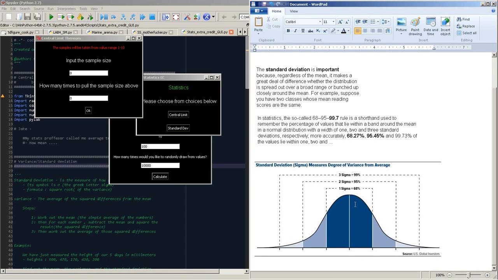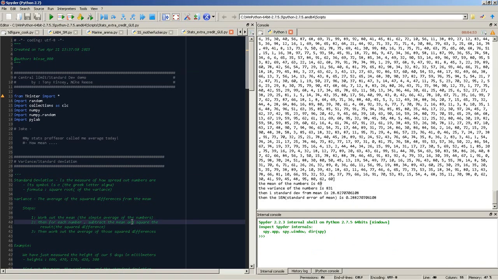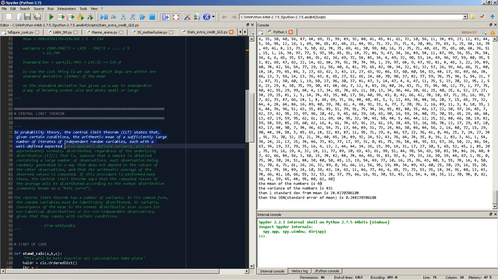Because when we have the mean, and we have this function, we know all about our data. The central limit theorem says that if a sufficient amount of pools are taken, well, let's put it in words right here. In probability theory, the central limit theorem states that given certain conditions, the arithmetic mean of a sufficiently large number of iterates of independent random variables, each with a well-defined expected value and well-defined variance, will be approximately normally distributed regardless of the underlying distribution.